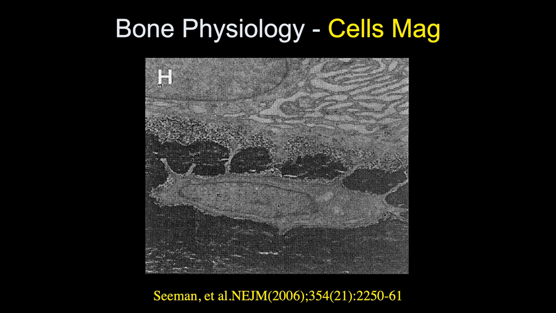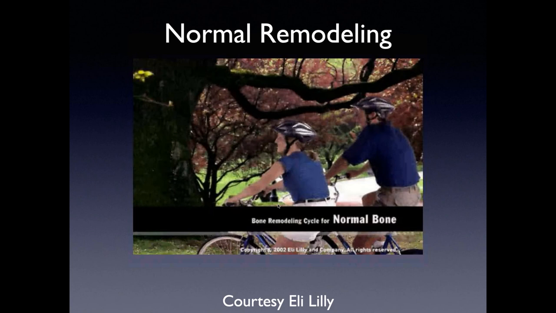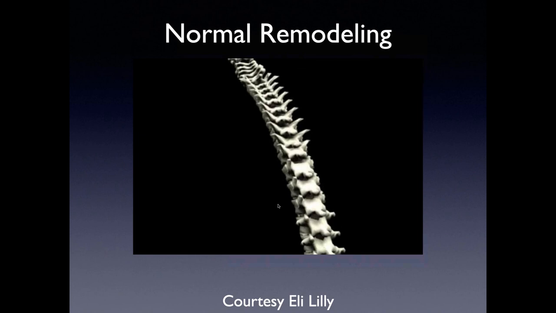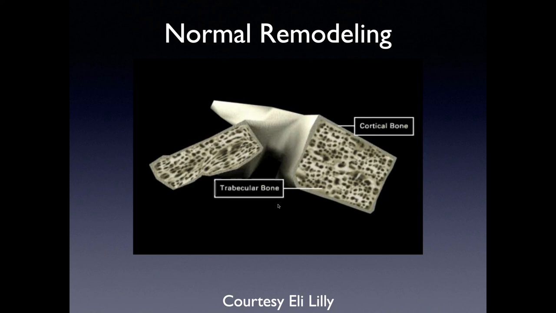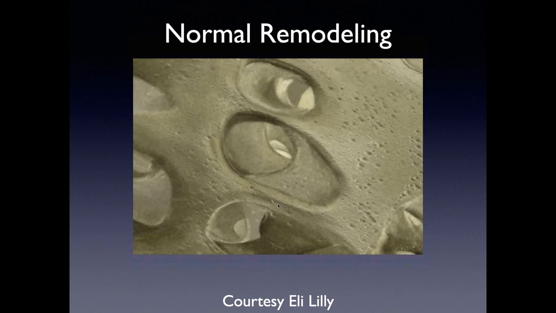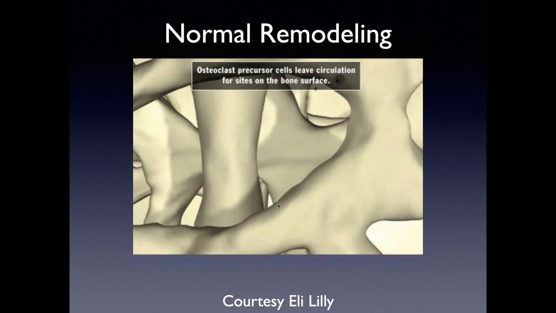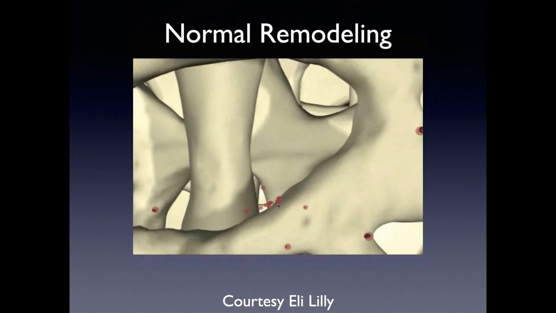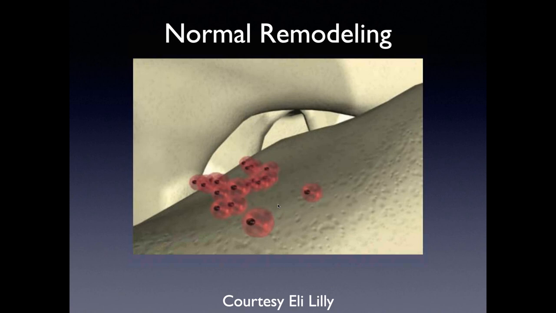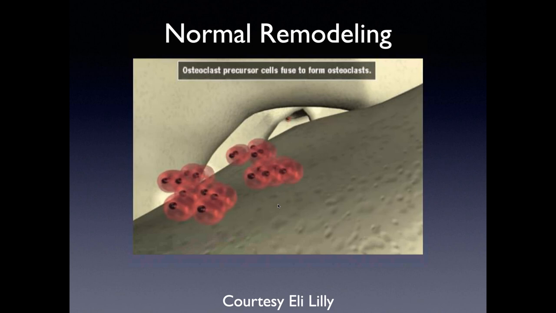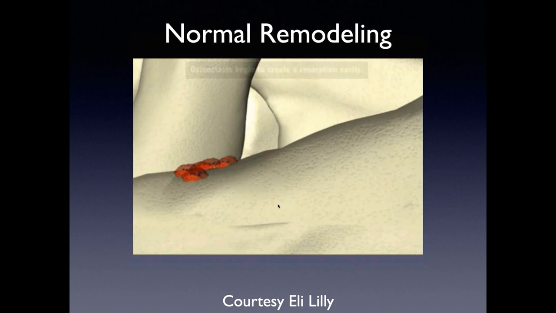This scene depicts how bone is remodeled in the spine of a healthy premenopausal woman. The vertebral body is composed of the two main types of bone, an outer shell of dense cortical bone surrounding trabecular bone, which, as we zoom in, we see is comprised of a honeycomb-like network of trabecular plates and bars. To initiate a new remodeling cycle, mononucleated osteoclast precursor cells leave the peripheral circulation for sites on the bone surface. Once there, these cells fuse to form multinucleated osteoclasts. The osteoclasts remove the old bone matrix, creating a resorption cavity.